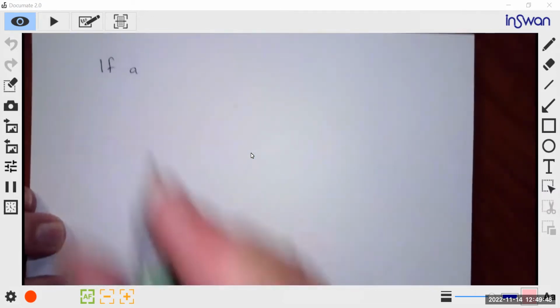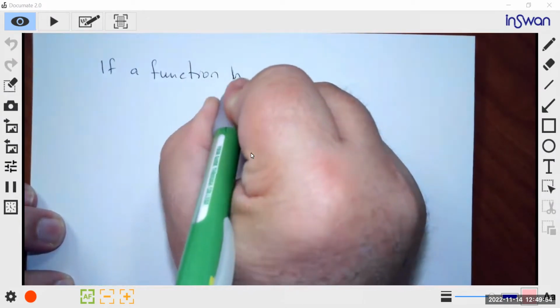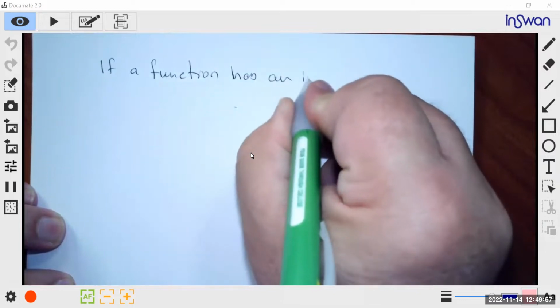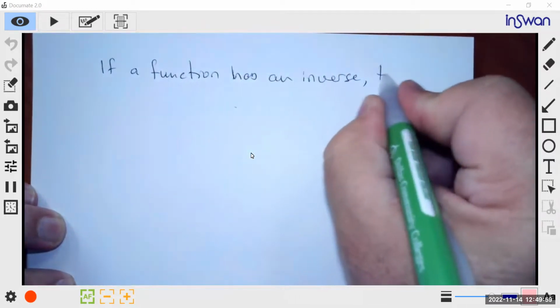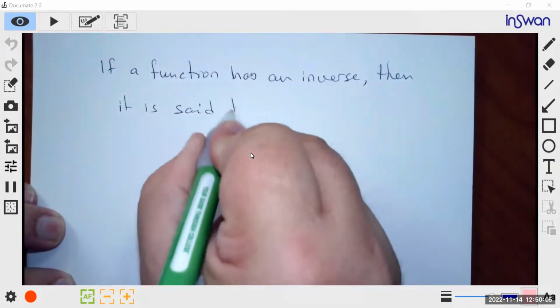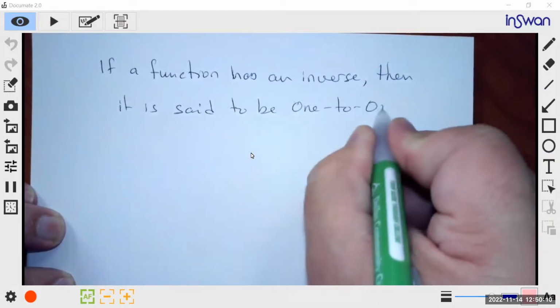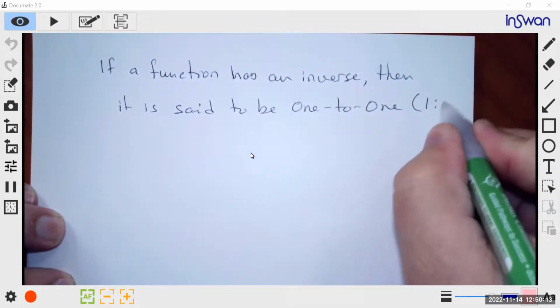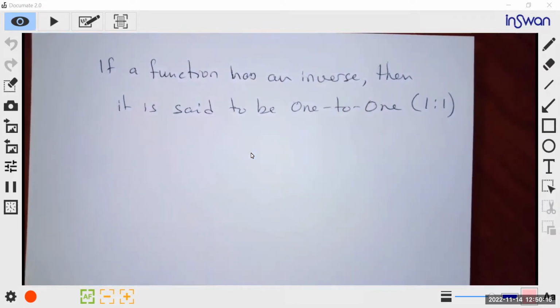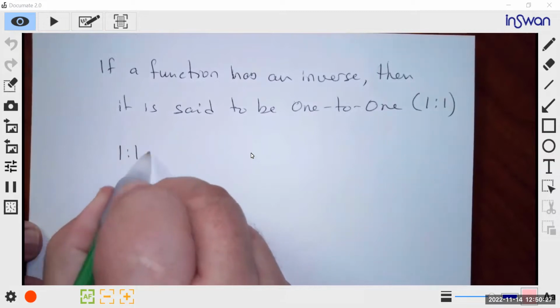Okay. If a function has an inverse, then it is said to be 1 to 1. And I'm just going to write it 1:1. One to one means this.